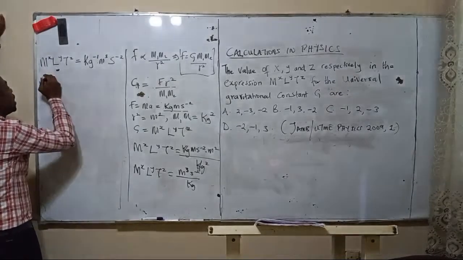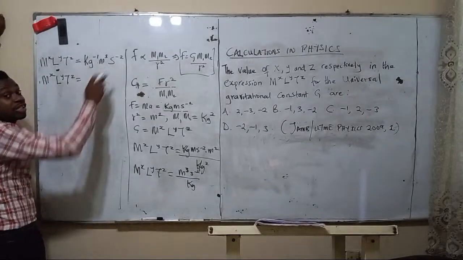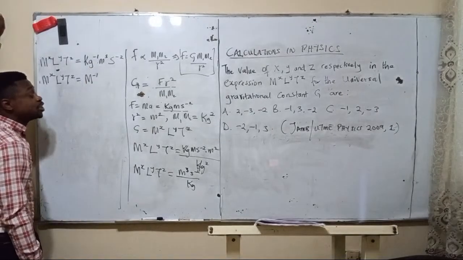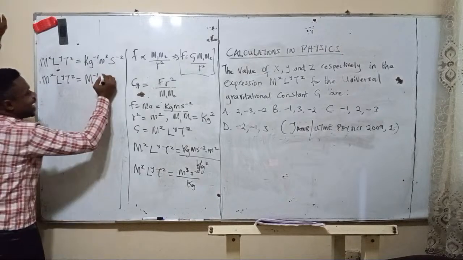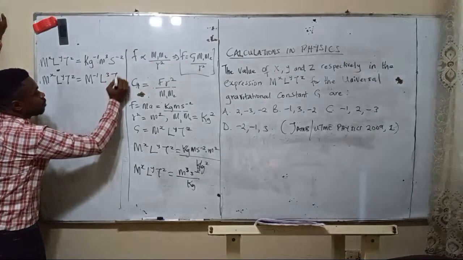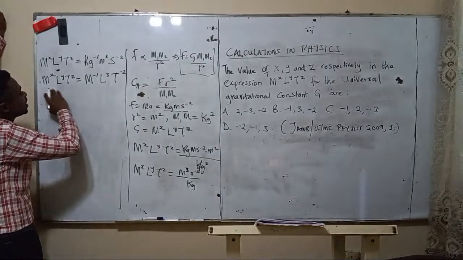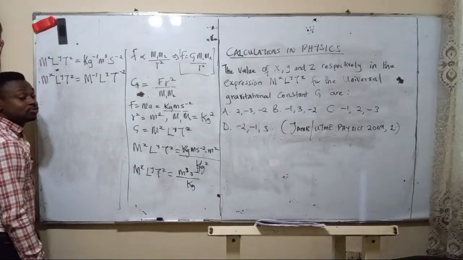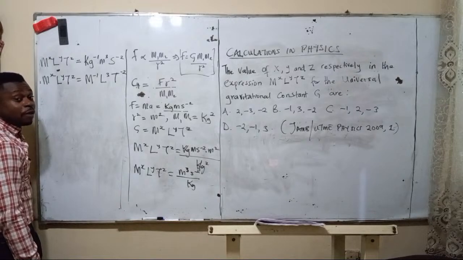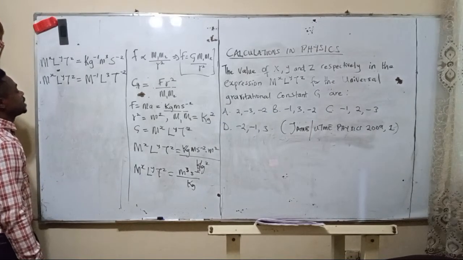To achieve that, M raised to power X, L raised to power Y, and T raised to power Z becomes: kilogram, we change to capital M, so we have capital M raised to power minus 1. Meter, small m, we change to capital L because it's a measure of length, capital L raised to power 3. Seconds, which is S, we change to capital T, capital T raised to power minus 2. So we have put everything in dimensional form. Using the law of indices, where two powers have the same base, the powers are equal.